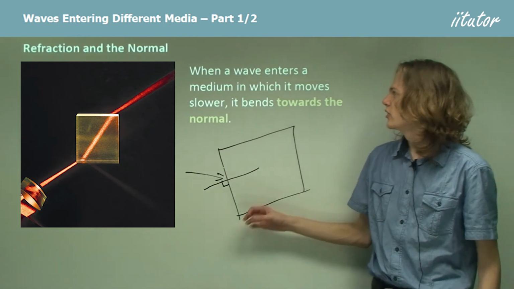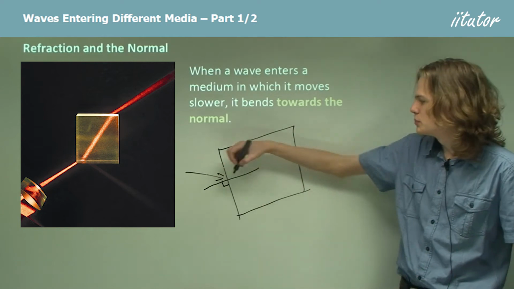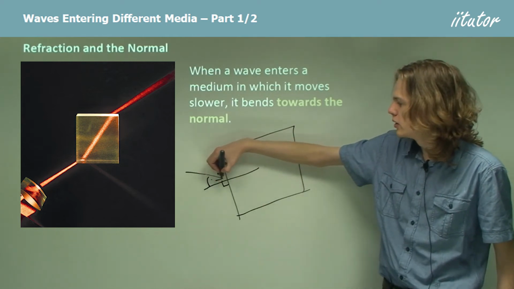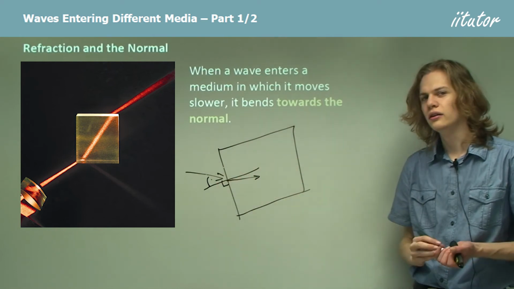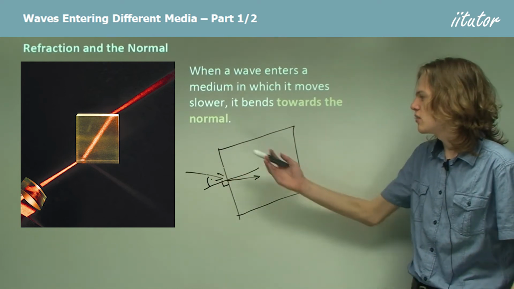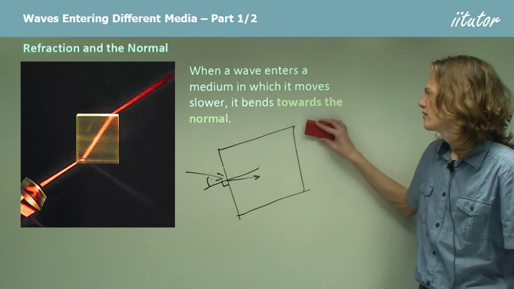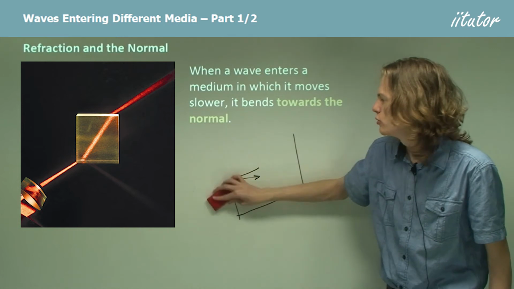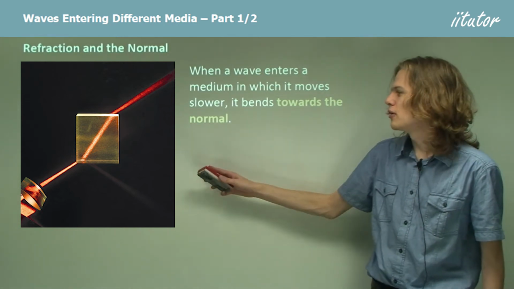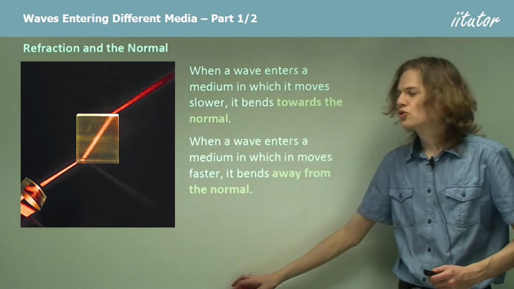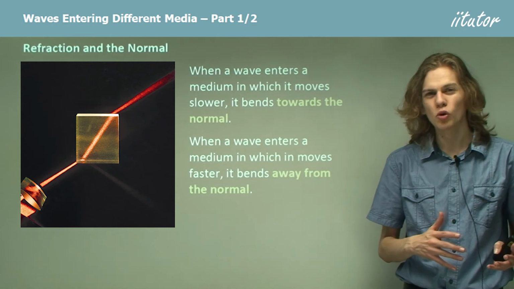So when it enters a medium in which it moves slower, it will bend toward the normal, which means that the angle here will decrease once it's going through the new material. And we can see that in this photograph. So what will happen if it's exiting the slow material and going back into a faster material, like air? Well, you can see what happens from this photograph over here. The wave will in fact speed up and then bend away from the normal.